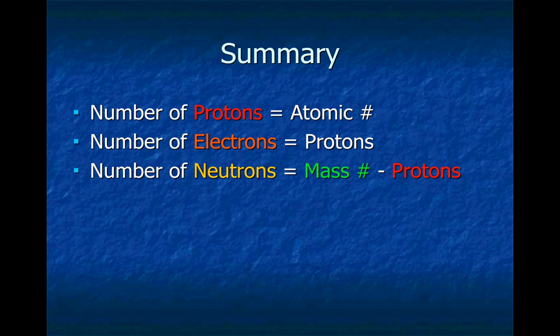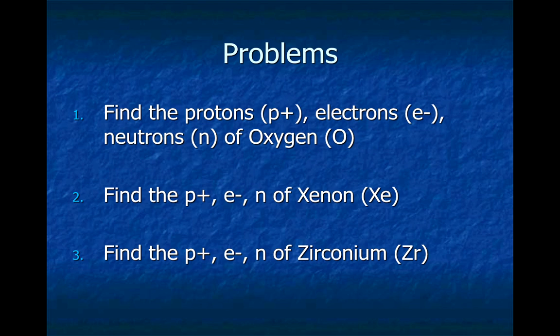In summary, the number of protons will equal the atomic number, which is the top number in the square. The number of electrons equals the number of protons, and the number of neutrons equals the rounded mass number minus the number of protons. You can use this method for any element on the periodic table to find the number of protons, electrons, and neutrons.